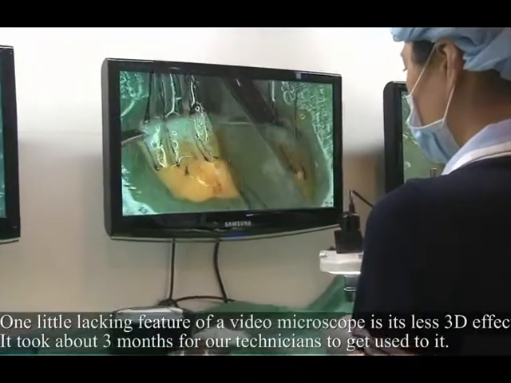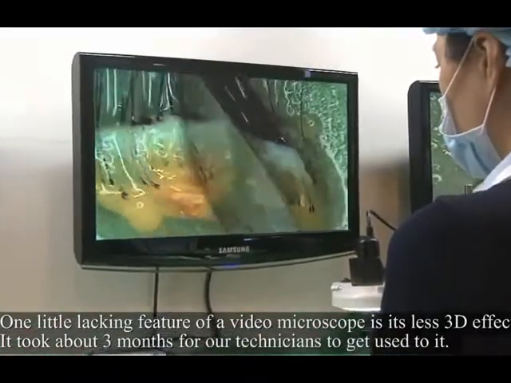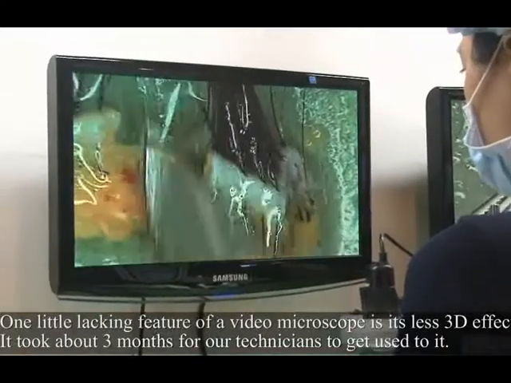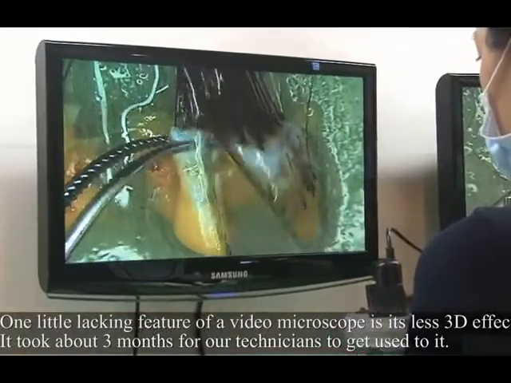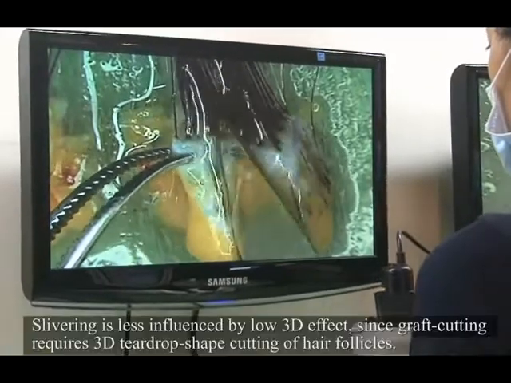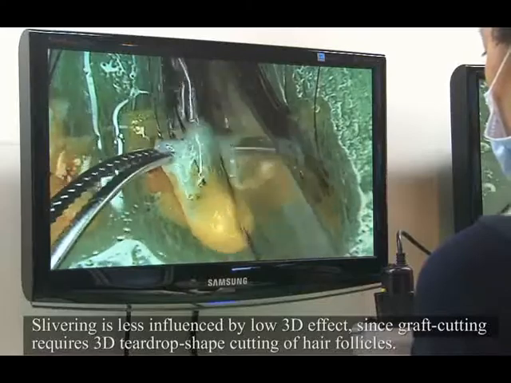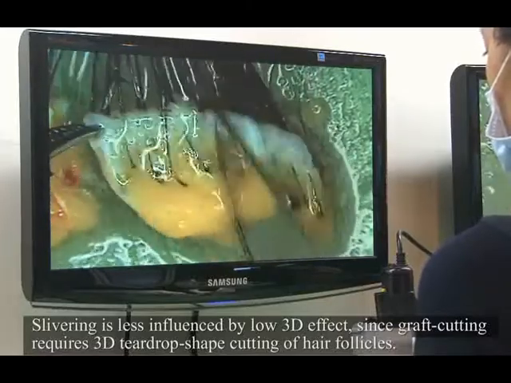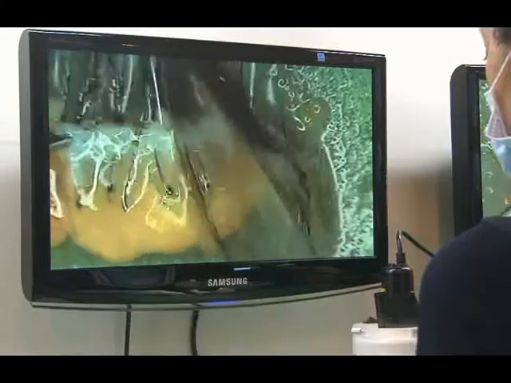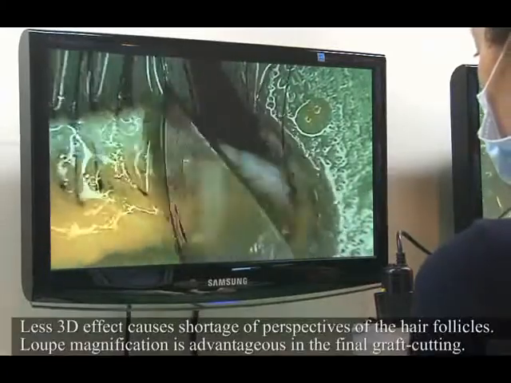One of the drawbacks of a video microscope is its low 3D effect. It took about 3 months for our technicians to get used to it. Slivering is less influenced by the low 3D effect, since graft cutting requires 3D teardrop-shape cutting of hair follicles. Low 3D effect causes a shortage of perspective of the hair follicles.